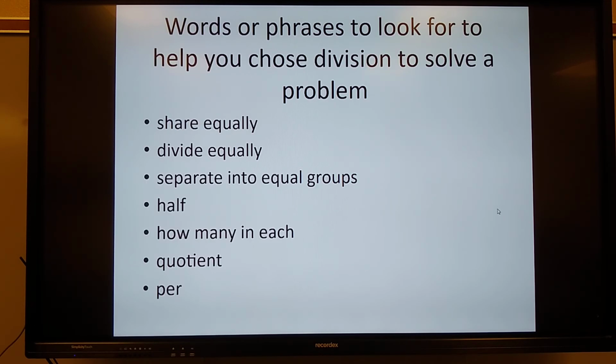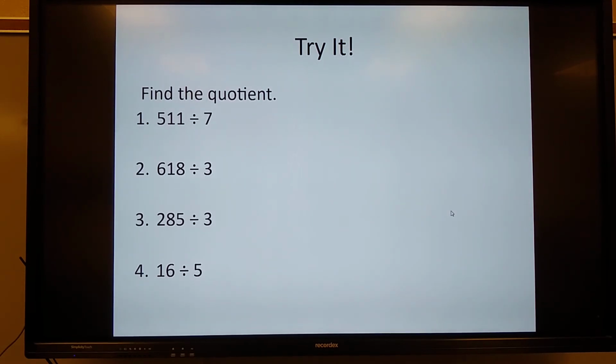Words or phrases to look for to help you choose division to solve a problem: share equally, divide equally, separate into equal groups, half, how many in each, quotient, or per. And there's others as well. Do not do these problems. We're going to do these problems in the next video.